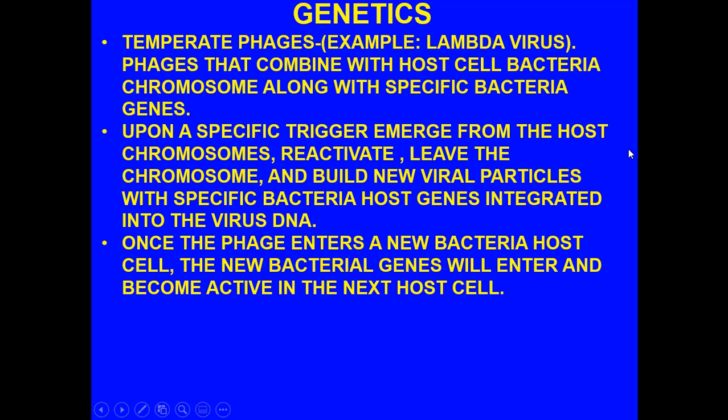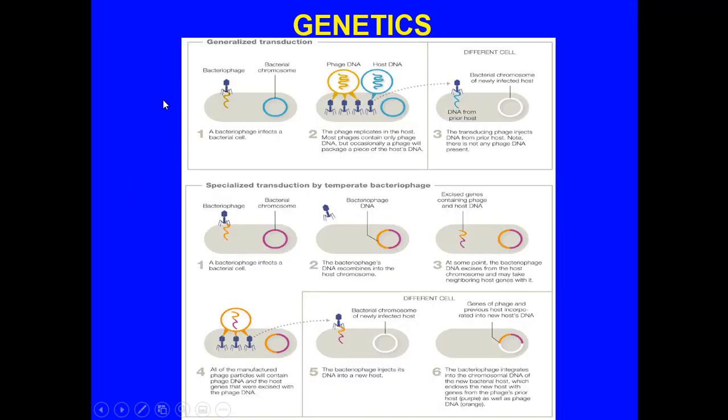Now, temperate phages, such as the lambda virus, these are phages that combine with the host cell bacteria chromosome along with specific bacterial genes. They became sort of in the later 1980s the workhorse to do some of this genetic engineering. Now, upon a specific trigger, they emerge from the host chromosomes. They reactivate and leave the chromosome, build new viral particles with specific DNA host genes integrated into the viral DNA. Once the phage enters a new bacteria host cell, the new bacterial genes will enter, become active in the next host cell. So you're really looking at this.